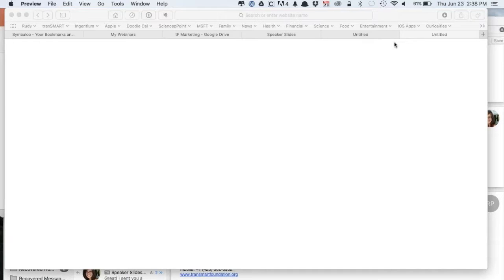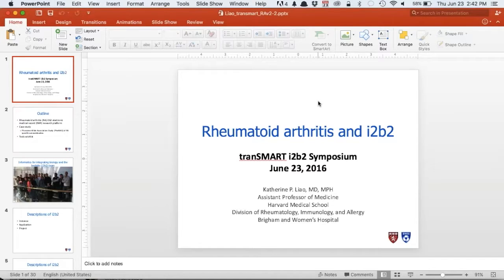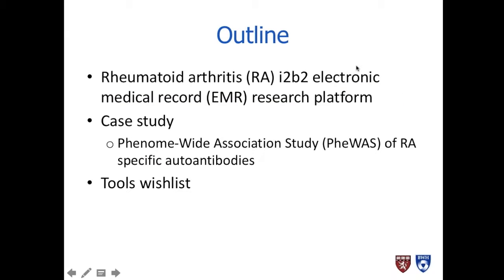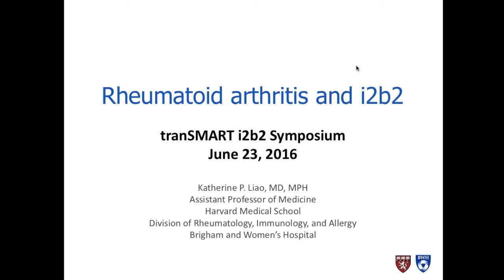My name is Kat Liao. I'm actually a rheumatologist, so I'm a clinical researcher coming from the other side; I consider myself more of an end user. I was fortunate enough during my training to also hook up with the i2b2 project. So I cross-trained in traditional clinical epidemiology, clinical research, observational cohorts, clinical trials, and with the bioinformatics group as i2b2 was taking off.